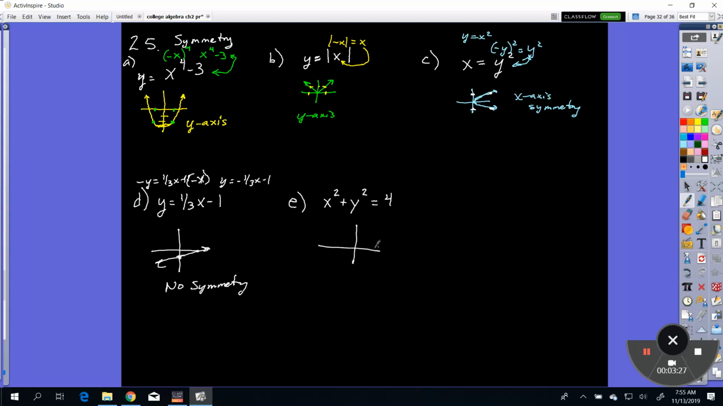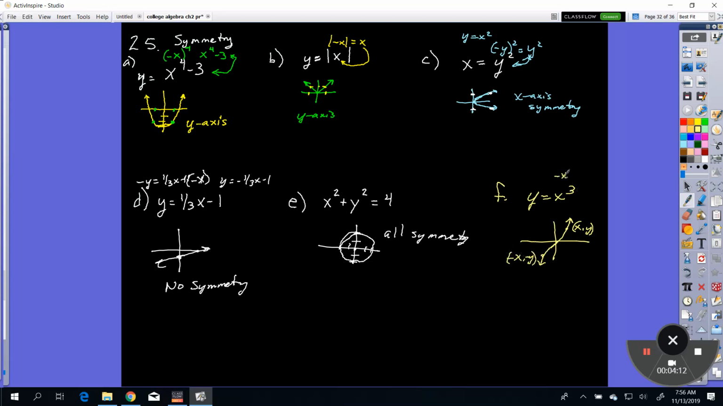Part E, that's a circle with a radius of 2. A circle with the radius of 2 that's over the origin has all symmetry. So that's that one. Now, just so you know, an origin symmetry would look something kind of like this. Okay? And so there's my xy coordinate. It has its mirror image down here, negative x, negative y.